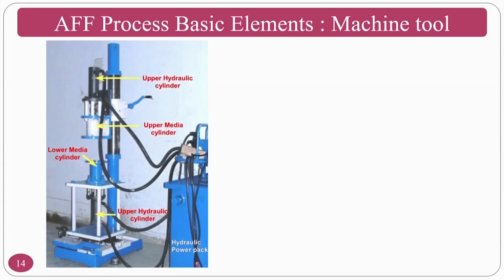So, this is the experimental original picture. Whatever you have seen in the previous slide is the schematic drawing. This is the experimental setup where you can see the lower medium cylinder, upper medium cylinder, upper hydraulic cylinder, lower hydraulic cylinder, and the hydraulic power pack, everything is there, and these are the pistons which will push the medium so you can get the finish. Whatever is missing here is the fixture and the medium. These two elements we will see in the upcoming slides.